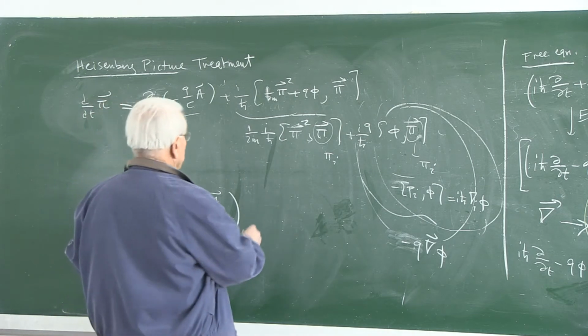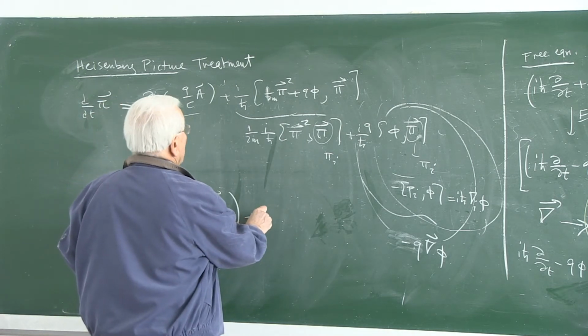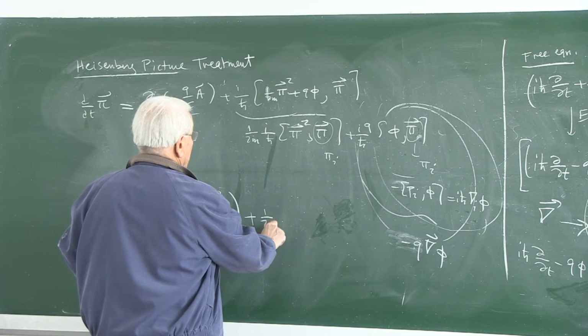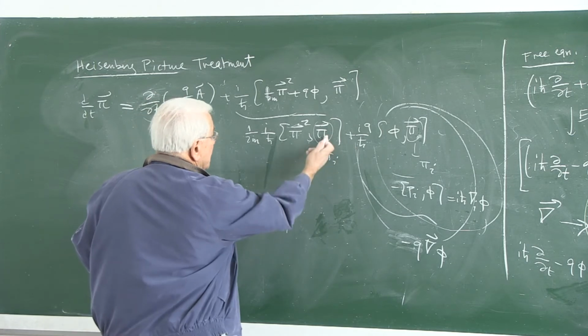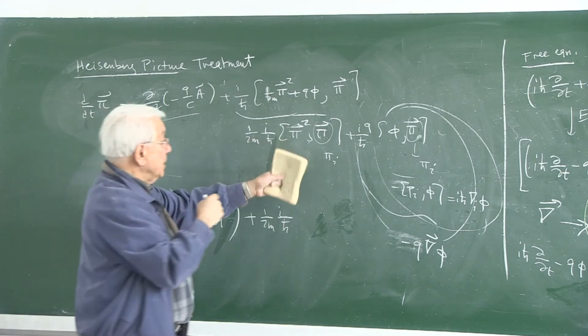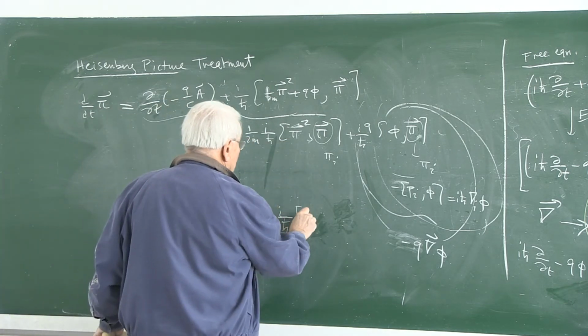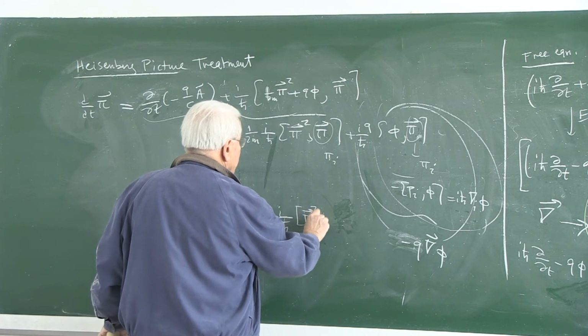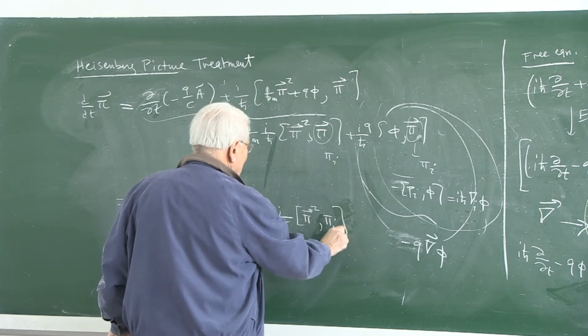Let me write them down. So what is it? Minus 1 over 2m, i over h bar. Let me go back to the index and I will put the arrow back, because to complete this I need the index notation to successfully complete it. Pi_i.